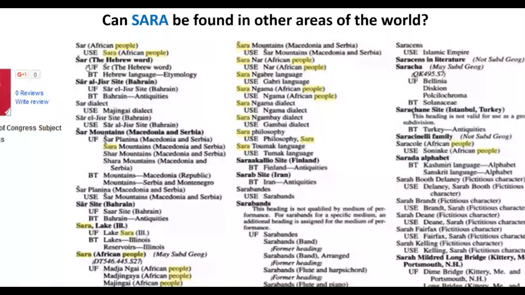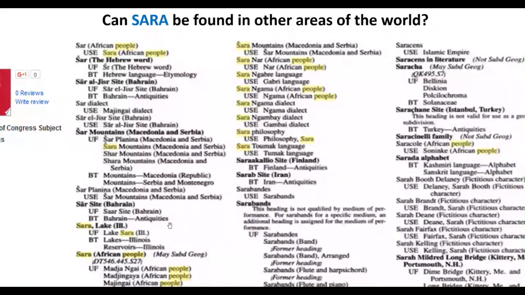Okay, so you see on the right, SAR Africa, or USE SARA Africa people. You see SAR, the Hebrew word. You see underneath there many SARs. But if we go down to the bottom right here, what we see is SARA Lake, Illinois. So SARA has a lake in Illinois. It keeps referencing SARA the African. If we go up even more, because I just passed one up, you have SARA of Macedonia and Serbia. SARA is going all the way up into Europe.